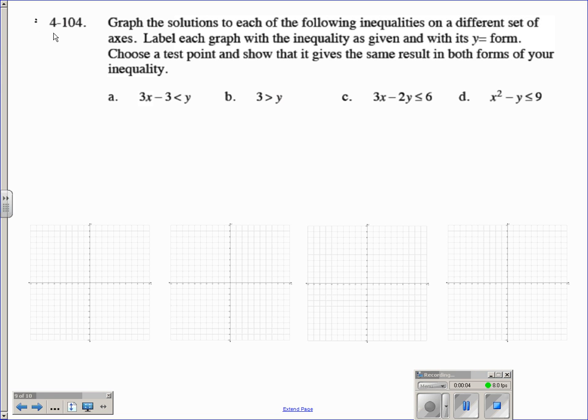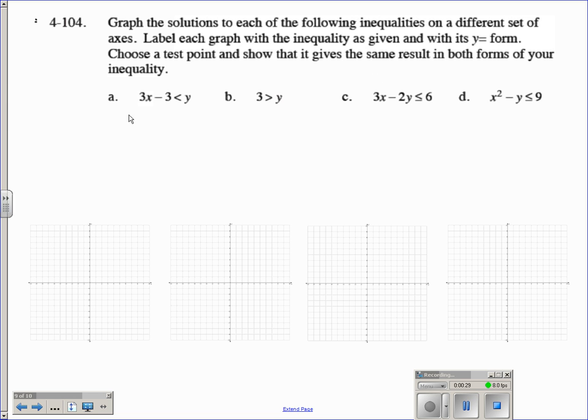Welcome. We're on problem 4-104. Graph the solutions to each of the following inequalities on a different set of axes. Label each graph with the inequality as given and with its y equals form. Choose a test point and show that it gives the same result in both forms of your inequality.